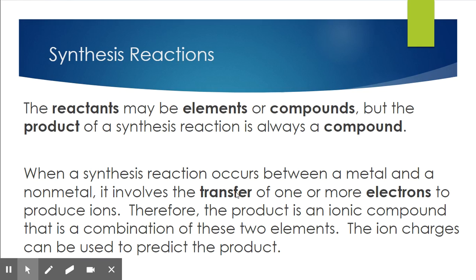The reactants may be elements or they may be compounds. Okay, so you might have a compound and an element, or an element and a compound, but you'll always end up with one compound in the product section. When a synthesis reaction occurs between a metal and a nonmetal, it involves the transfer of one or more electrons to produce ions. Therefore, the product is an ionic compound that is a combination of two elements. The ion charges can be used to predict the product.